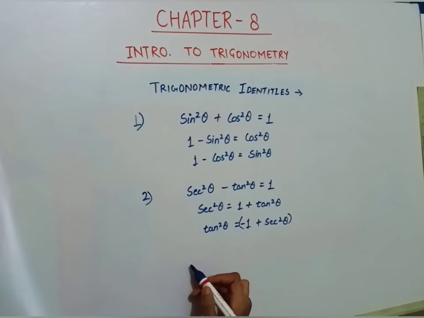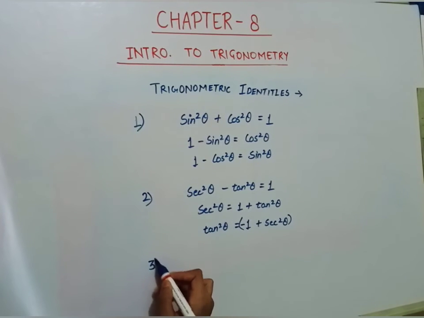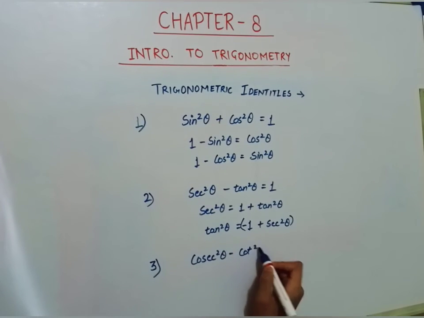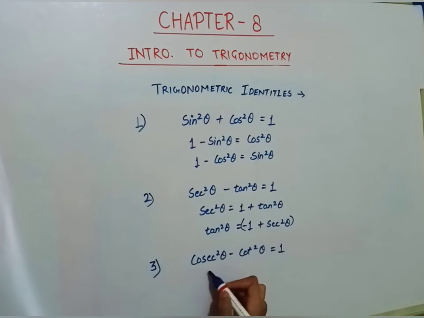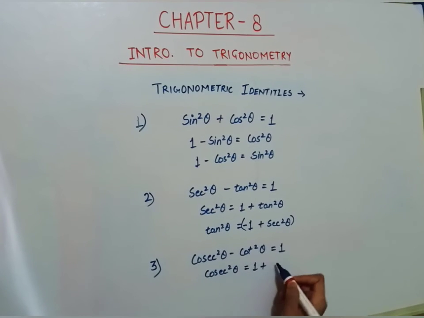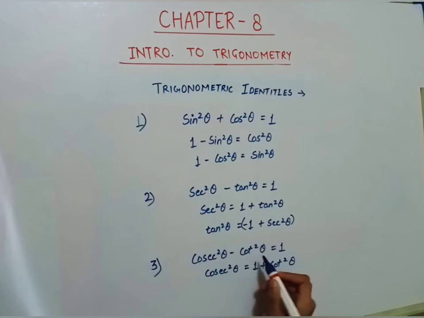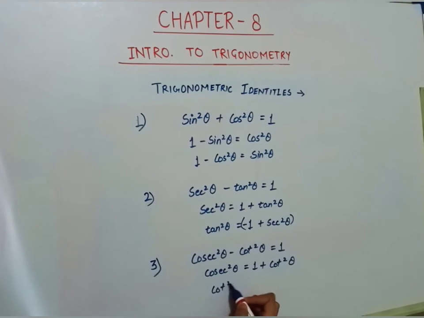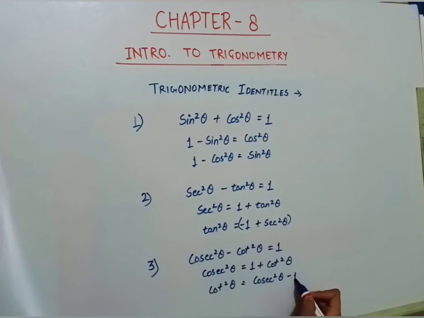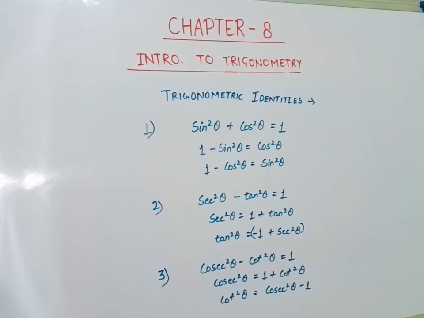Now third one is cosec square theta minus cot square theta equals to 1. Now by simple shifting, cosec square theta equals to 1 plus cot square theta, and cot square theta equals to cosec square theta minus 1. These we have to learn.